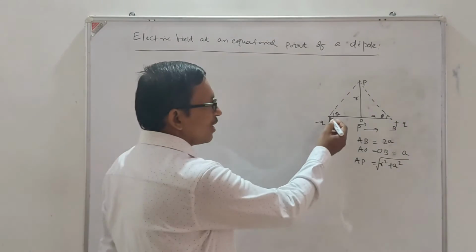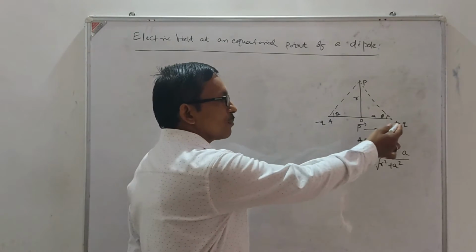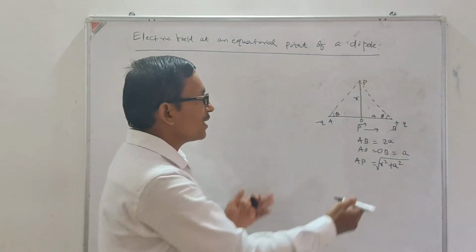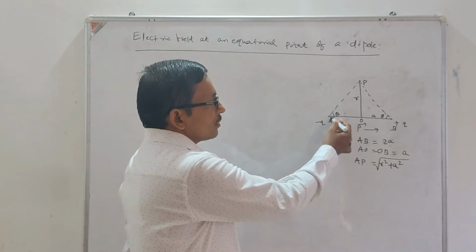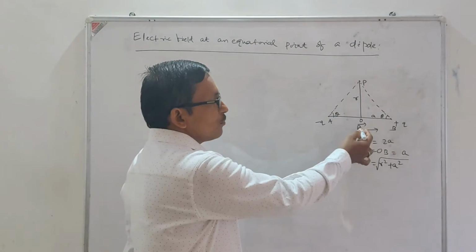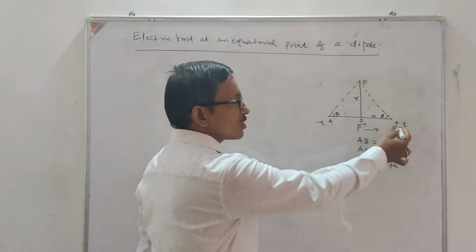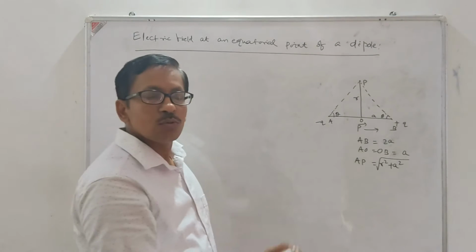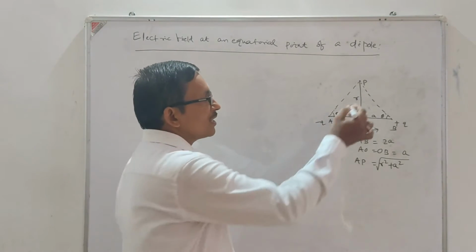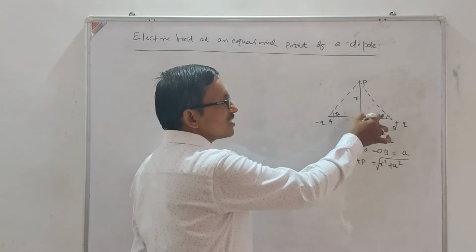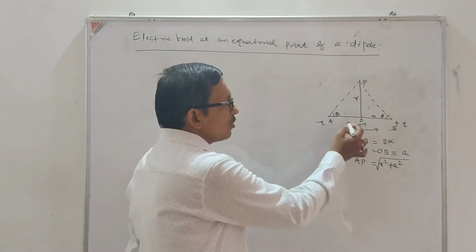Now I have taken one electric dipole having charges minus q and plus q. They are separated by a distance 2a, and this is the dipole moment. This is the direction of dipole moment, which is directed from minus q to plus q. We want to find the electric field at a point P which is at a distance r from the center of the dipole.